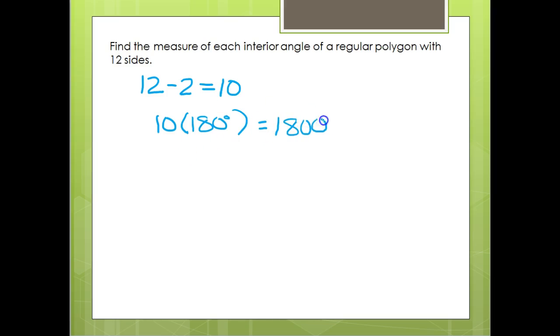And so this is the total number of degrees within our polygon. But the problem is we need to figure out how much it is for each angle. So now I have to divide this by the number of sides, which is the number of angles, which is 12. And that's 150 degrees. Okay?